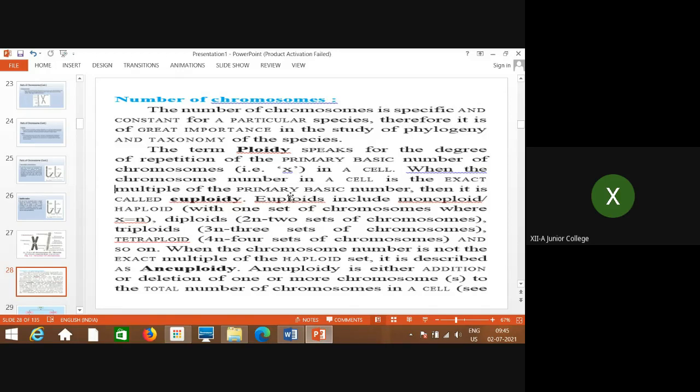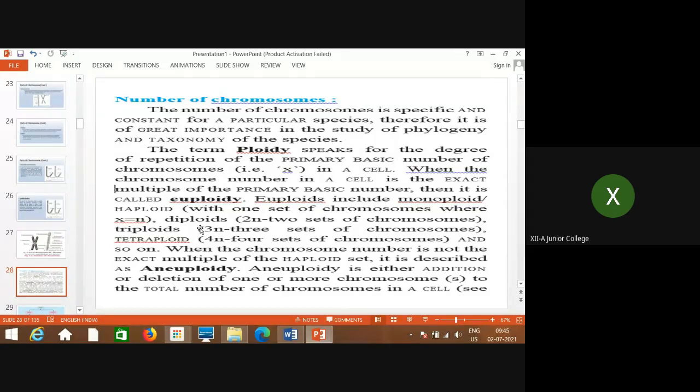So when the number of chromosomes in a cell is an exact multiple of the basic primary number, then it is called euploidy. And euploids include monoploidy, which is also called the haploid state. That means with only one set of chromosomes where X is equal to N.